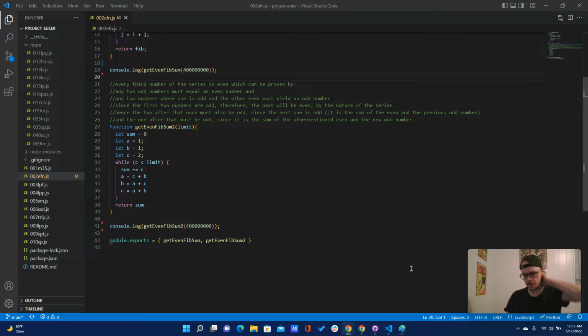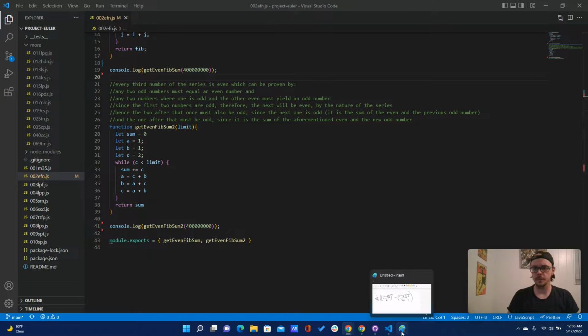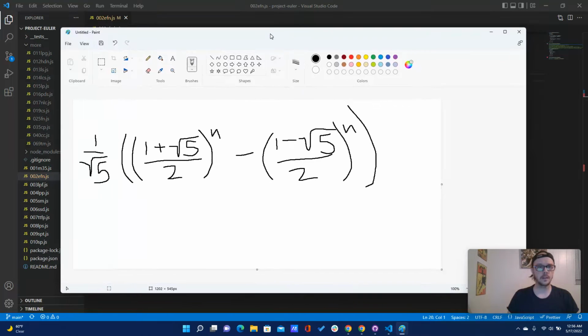I'm revisiting the Fibonacci sequence. Now, I found something out the other day. I thought it was kind of interesting, and I thought we'd try to go through and implement it together. There is a formula to find the nth Fibonacci number, and this is the formula.